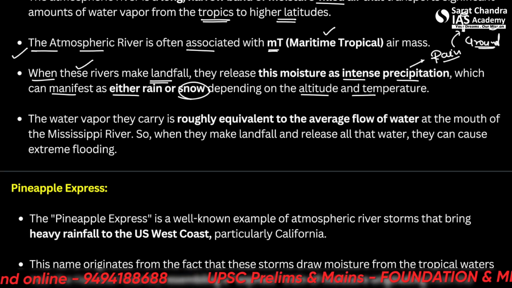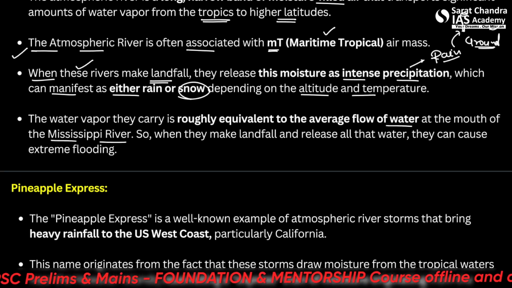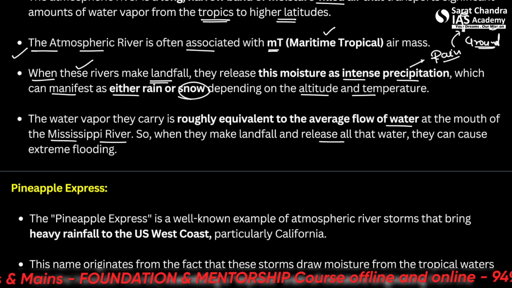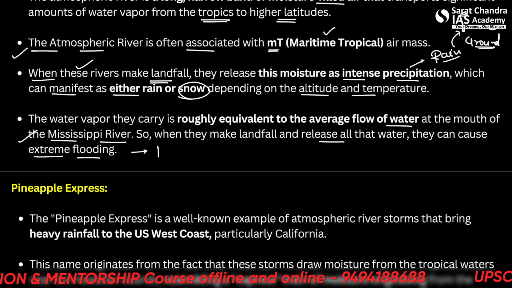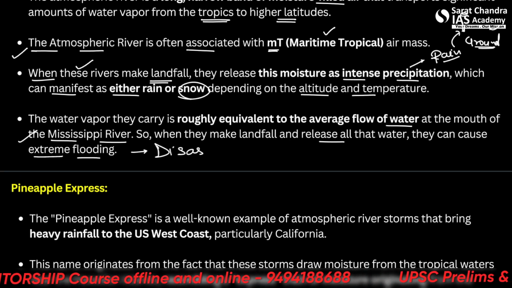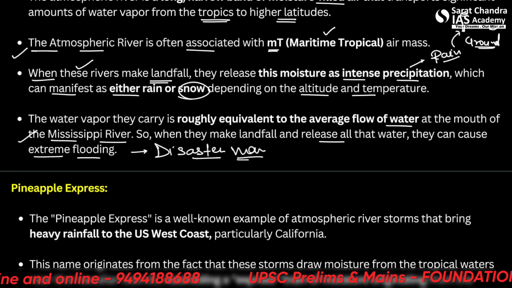The water vapor they carry is roughly equivalent to the average flow of water at the mouth of the Mississippi River. So when they make landfall and release all the water, they can cause extreme flooding. This is the disaster that this process may cause, so it can also be covered under disaster management.